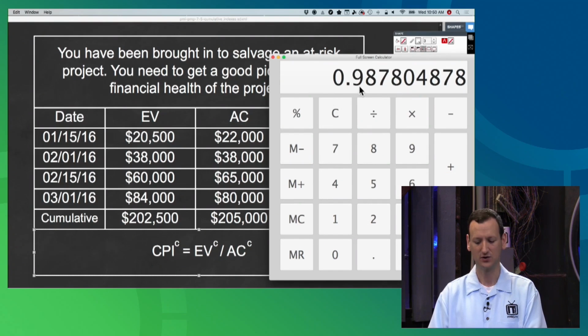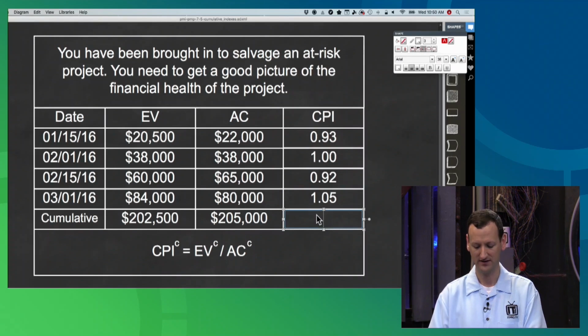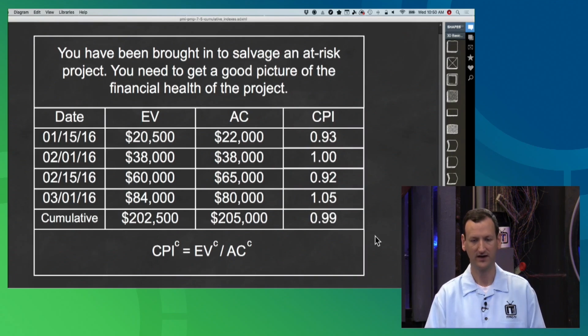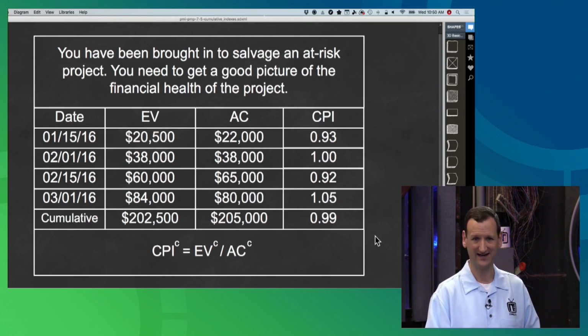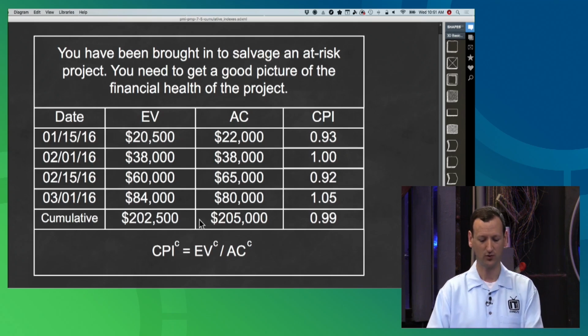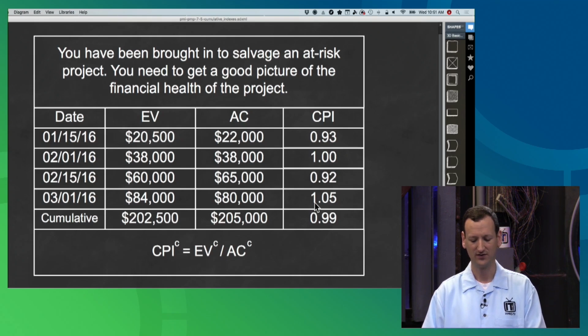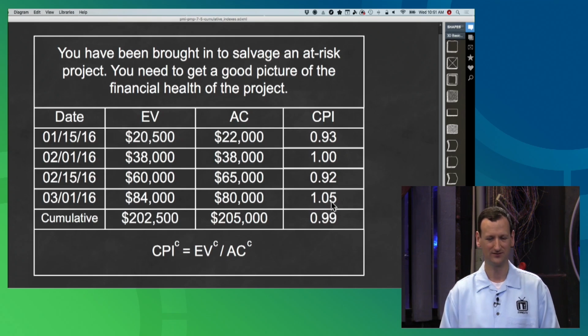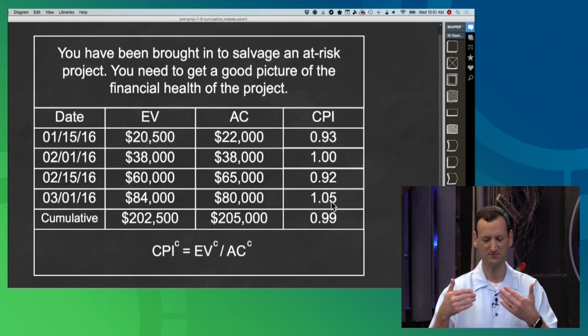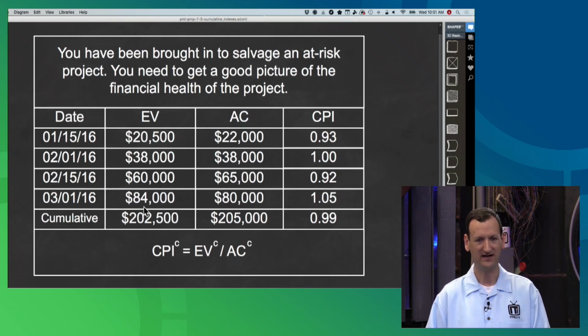And I get 0.987, which I would round up to 0.99. Okay. Now, if I just came into this project today and I just pulled the latest report from March 1st, right? The latest report shows me at 1.05. I'm 5% over, right? So I'm spending too much, right? I've spent 84,000 and I've earned 84,000 and I've spent 80,000.